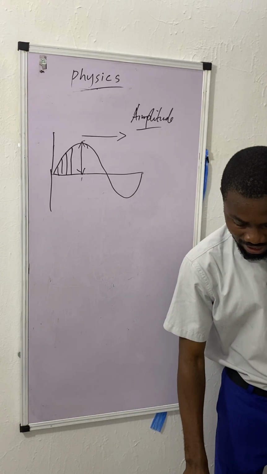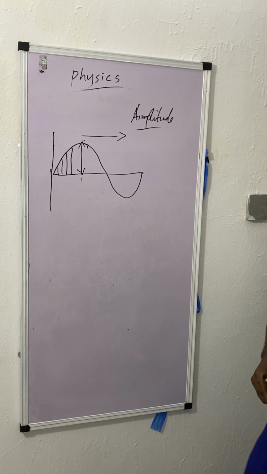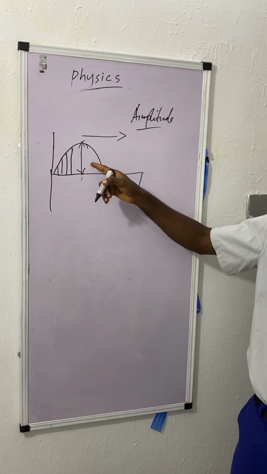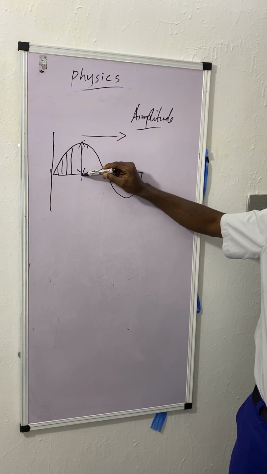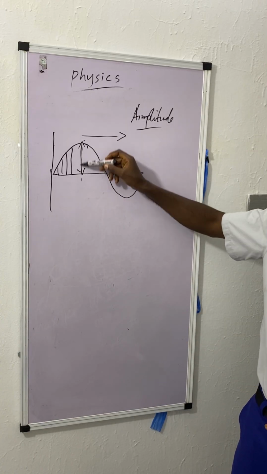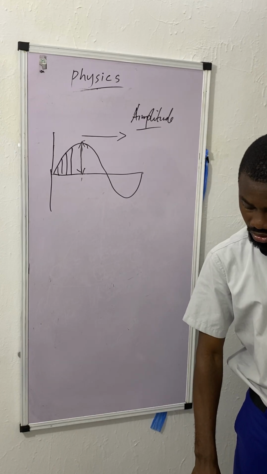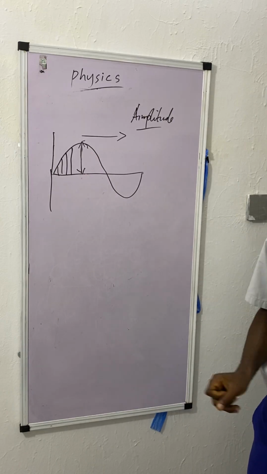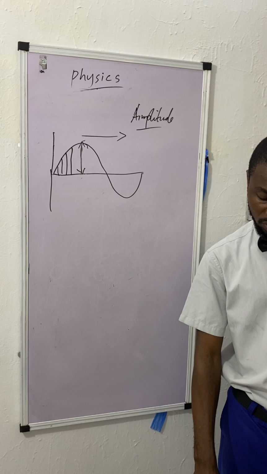So let's move over to the next. And remember, we always have a mean position. And here for this waveform, what do we call the mean position? For this waveform, at this point is the mean position. So at this mean position is where we have the amplitude, the maximum distance of displacement from the mean position.